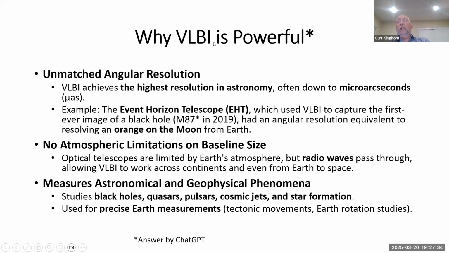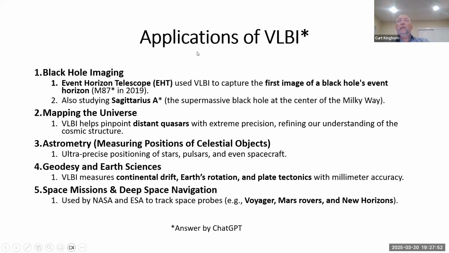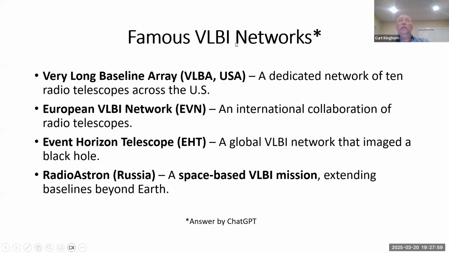And why is it so powerful? I didn't even ask that. It just suggested it. And unmatched angular resolution. Most people don't realize that radio astronomy gives you even better resolution than the James Webb. And so here, no atmospheric limitation and so on and so forth. It suggested on its own applications of very long baseline interferometry, and then gave some famous very long baseline interferometry networks, including the Very Long Baseline Array, which I'll talk just briefly about.